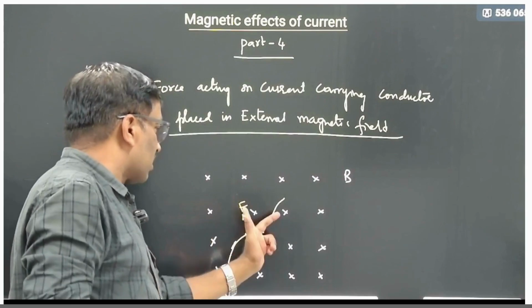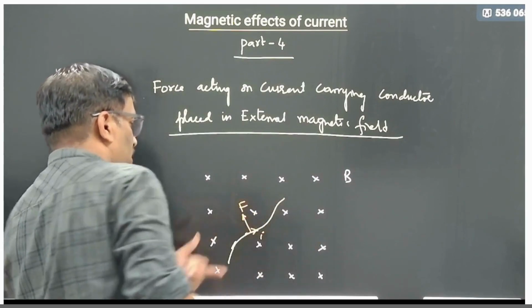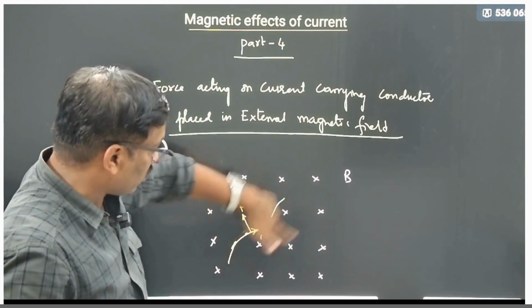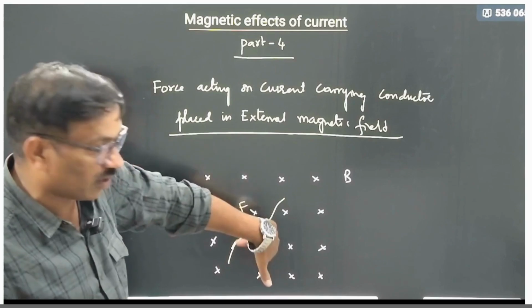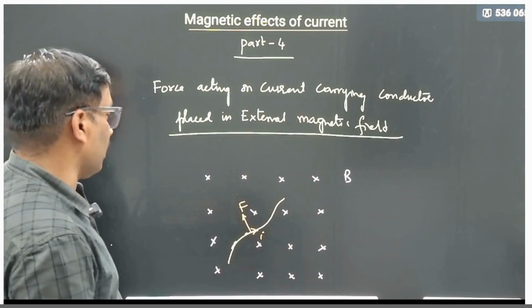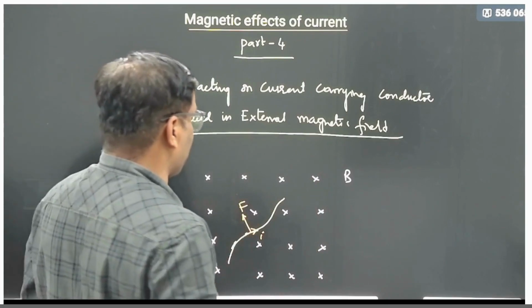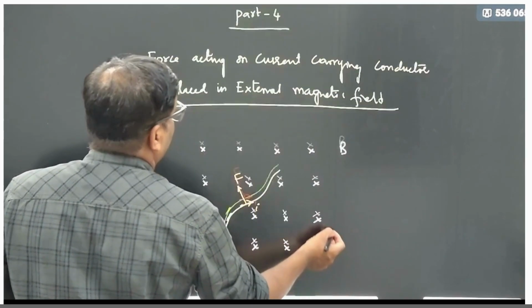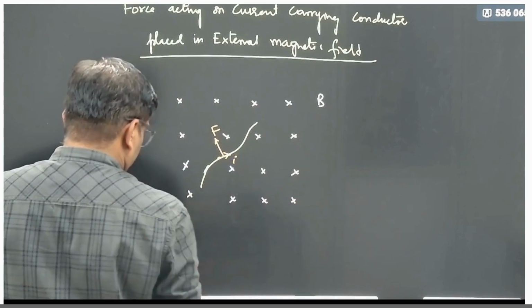So this is the current, the magnetic field is into the board, so it is going to experience a force here. Suppose the current is flowing in this direction and the magnetic field is downward. If you change the direction of the current, the force direction will also change. So we want to calculate how much force is acting on this. Clearly try to understand this, very important, right?